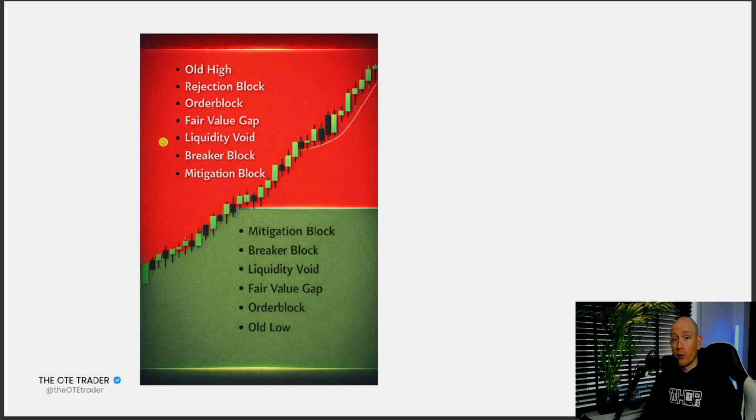Then we've got liquidity void. I'll show you guys one example of what that looks like. It's not important for a key level and taking a trade from it, but it's rather used for draw on liquidity. Over here we've got the breaker block.